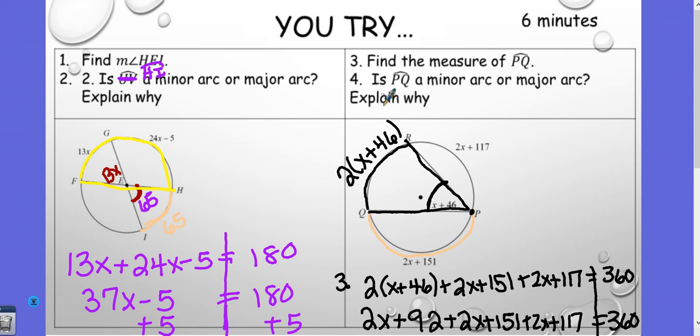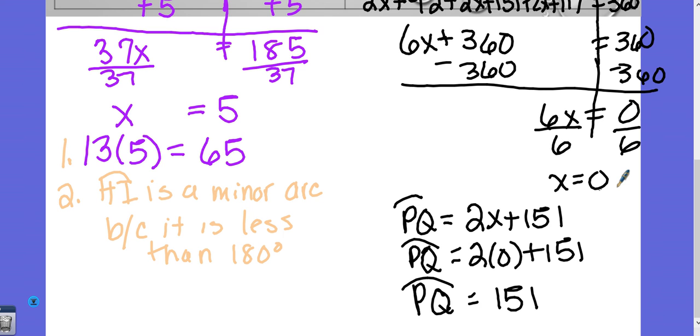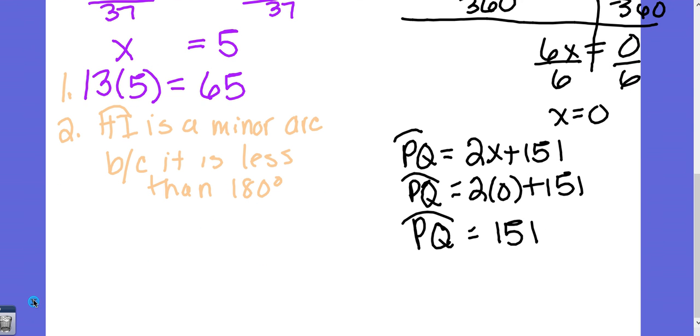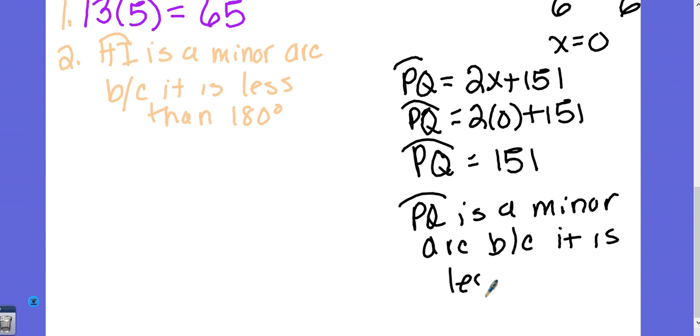Okay, so let's go ahead and knock out 4. It says, is PQ a minor arc or a major arc, and explain why. So if we go and look here, PQ is less than 180 degrees, so we can say that arc PQ is a minor arc because it is less than 180. And we're finished.